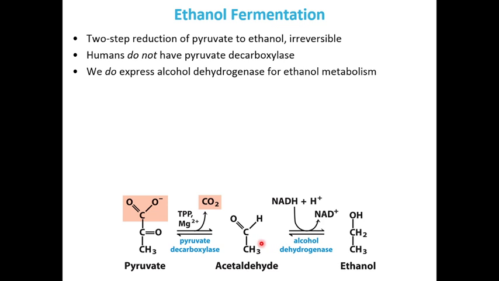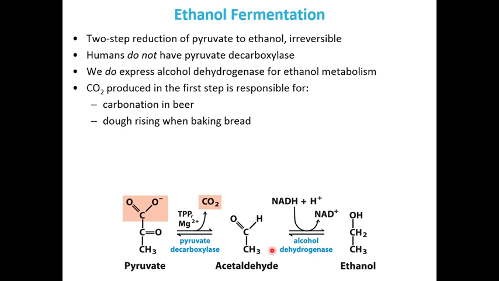We also express alcohol dehydrogenase, not to convert acetaldehyde to ethanol, but for ethanol metabolism. If you remember, the way ethanol is metabolized in our body is by converting it to acetaldehyde, and then acetaldehyde gets converted to acetic acid by acetaldehyde dehydrogenase. In yeast and microorganisms, carbon dioxide produced in the first step is responsible for carbonation in beer or dough rising when baking bread.